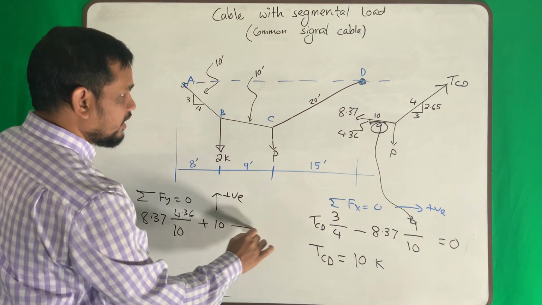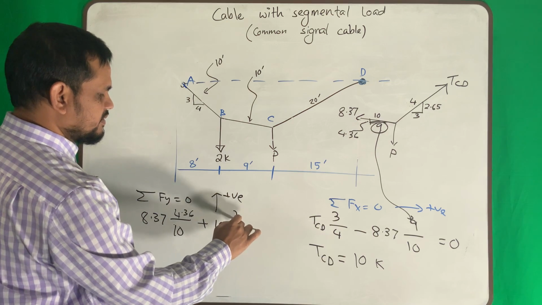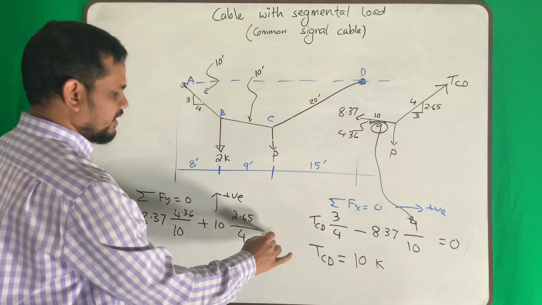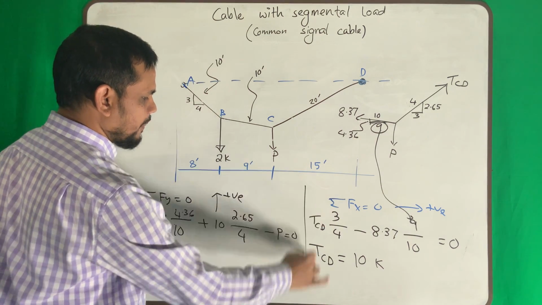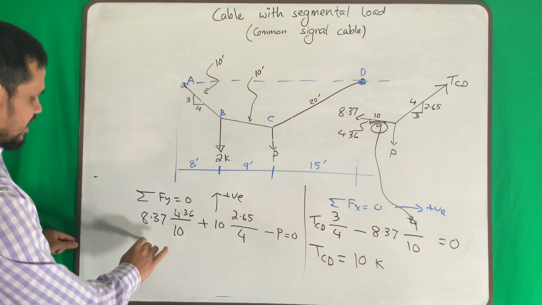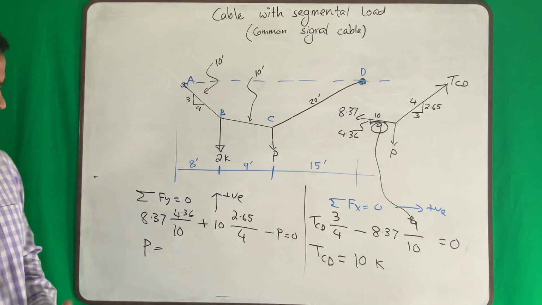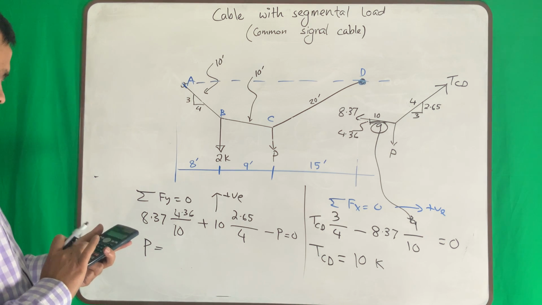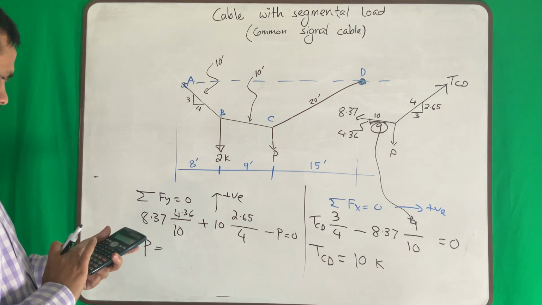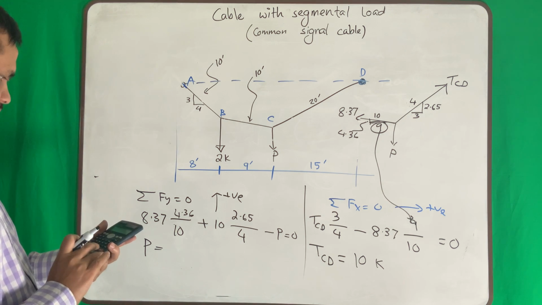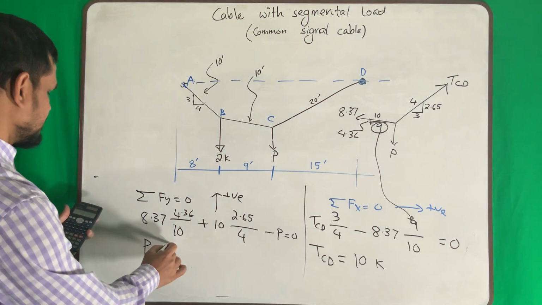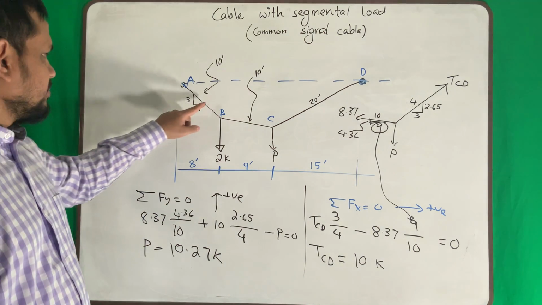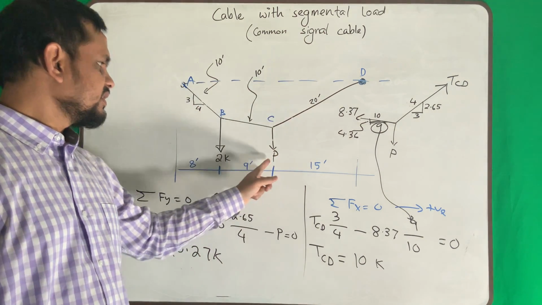Then TCD. TCD we got 10, divided by hypotenuse times my corresponding side, 2.65. Got it? Minus P equals 0. Now if I solve it, I will get the value of P. 8.37 divided by 4.36 divided by 10 plus 10 times 2.65. If my calculation is right, P comes 3.27. So yes, I found the force here, here, and here.